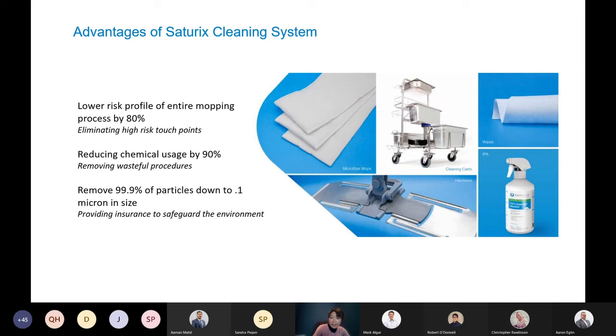And then another benefit alongside this risk reduction is that by doing that, we also remove all the wasteful procedures. So we reduce chemical usage by 90%. You don't ever have to waste those chemicals and dump them into the drain because of this beautiful precision dosing system. And finally, microfiber: it is able to remove 99.9% of the particles down to 0.1 micron in size. So this gives you additional insurance to help you ensure the safety of any environment.